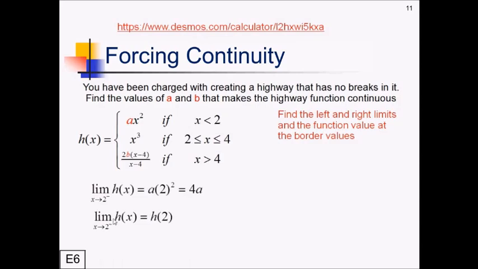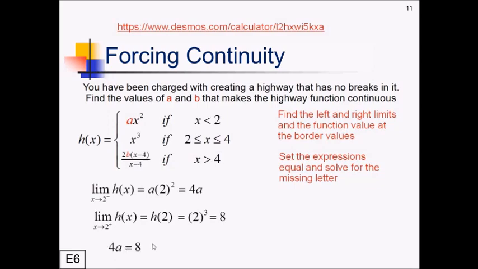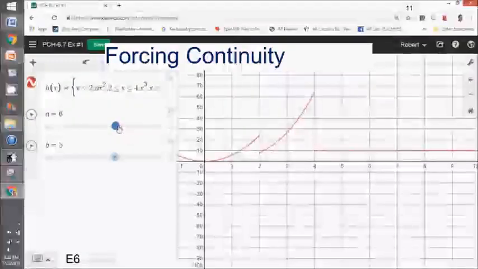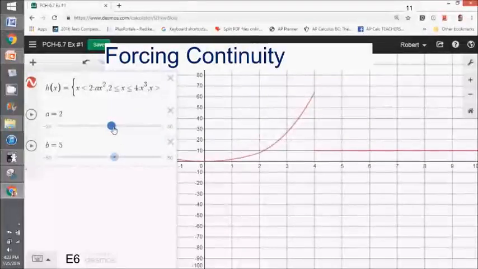So I'm going to write limit as x approaches 2 from the right equals h of 2, and that's going to be 2 cubed, which we know is 8. And at this point, we're just going to force these things to be equal. So set the expressions equal to each other, and solve for the missing letter. So we've got 4a equals 8, so then a equals 2. And let's just go back to Desmos and see if a equals 2 actually works. So let's move my slider to 2, and we see that, yes, these things are linking up the way they should.